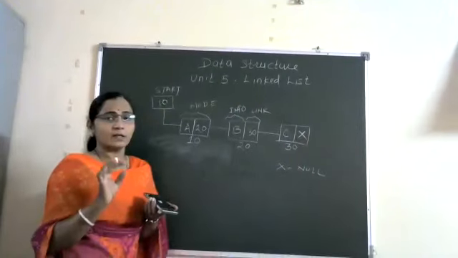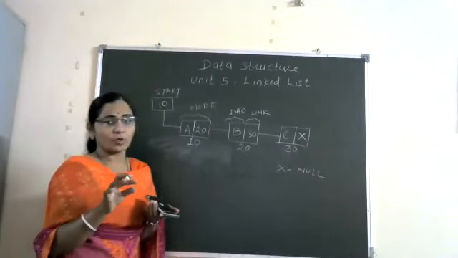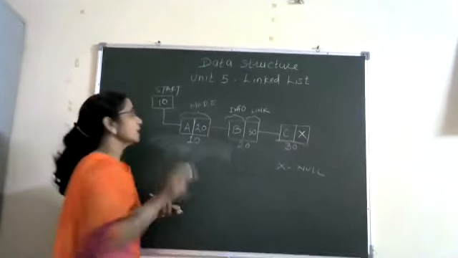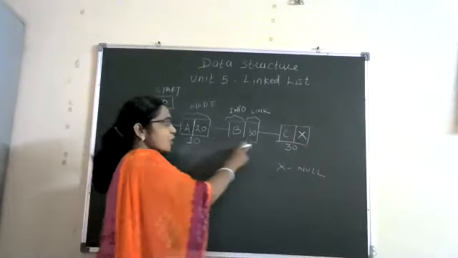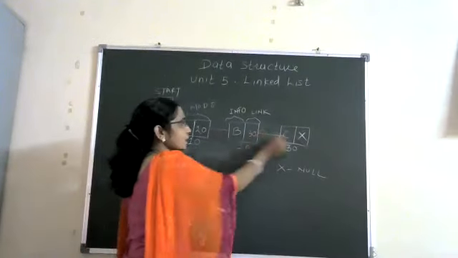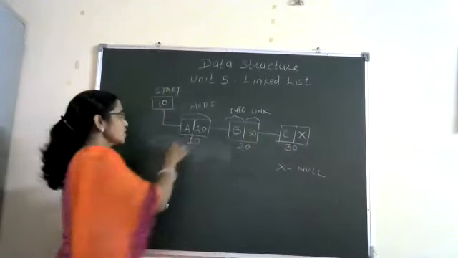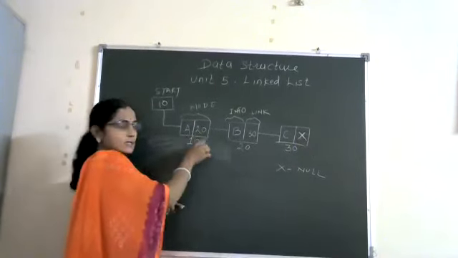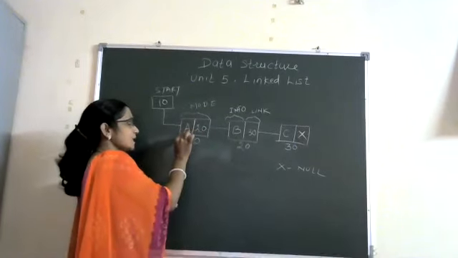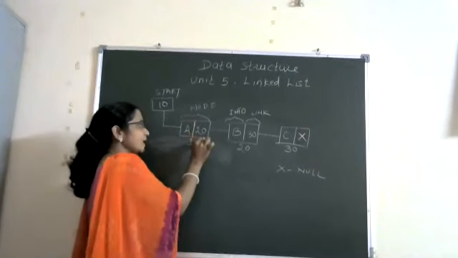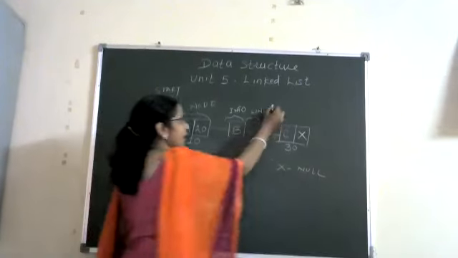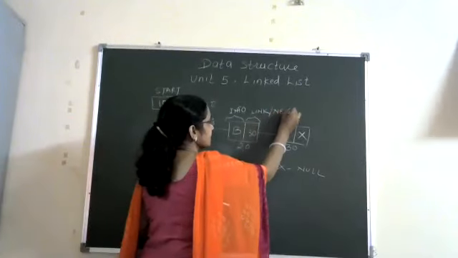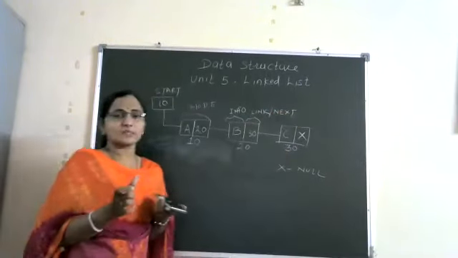Now you understand the concept of linked list. What do you mean by the linked list? Again I repeat, linked list is the collection of nodes. All these are nodes where every node is divided into two parts. The first part is called the info part, and the second part is called the link part, or you can say this is also called the next part.